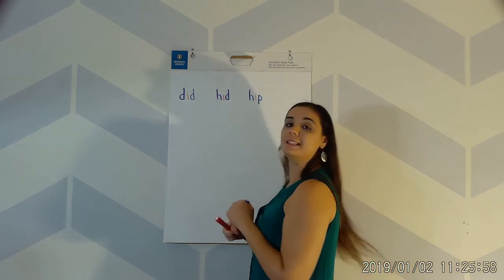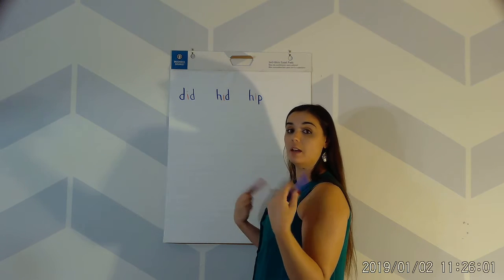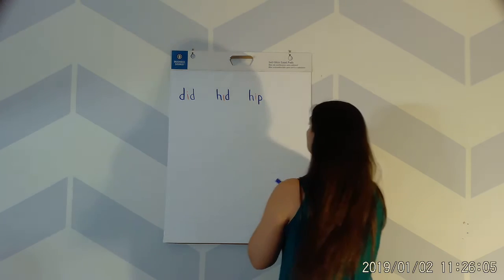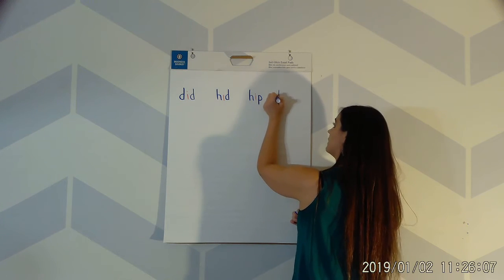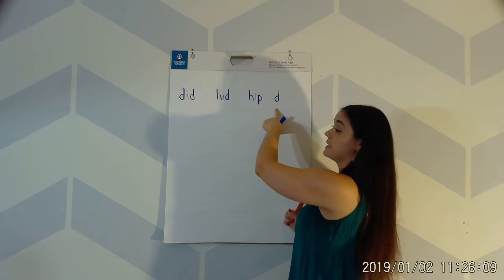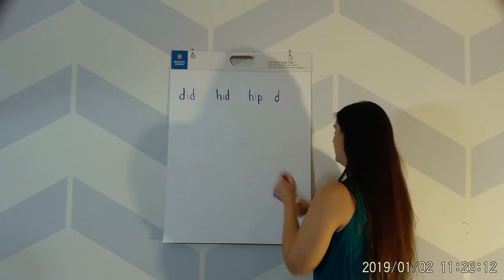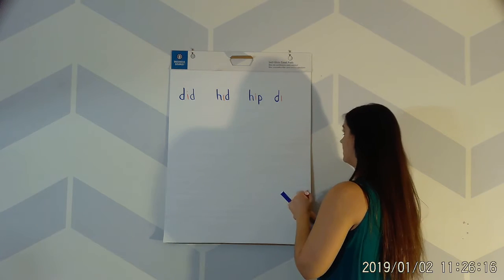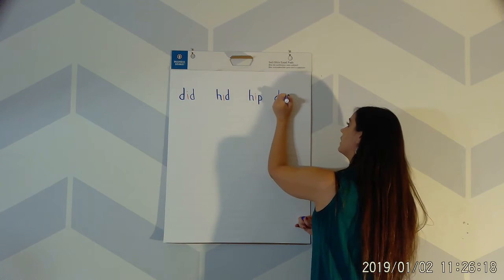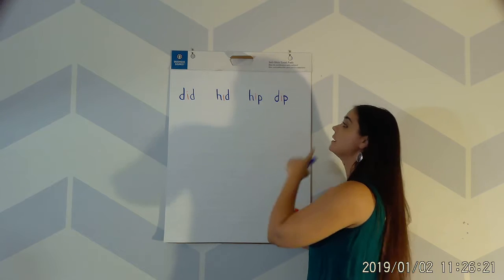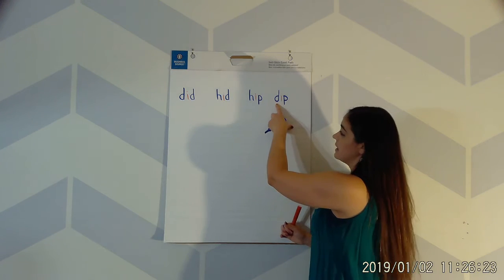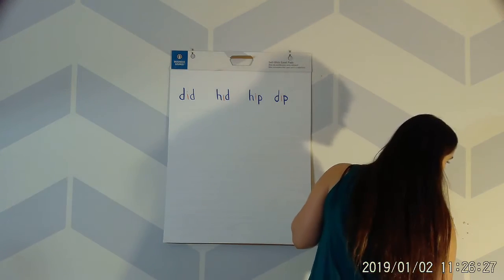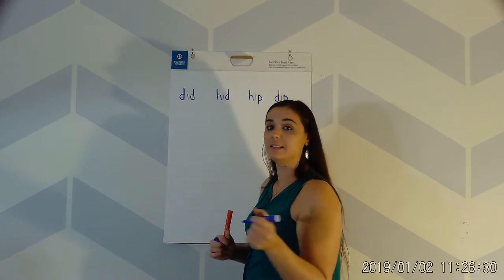Next word, dip, dip. Duh, i, p, dip. And so D, the first sound, will say duh. I says i. P says p. Let's blend those sounds together. Duh, i, p, dip. All right, next word, dad, dad.